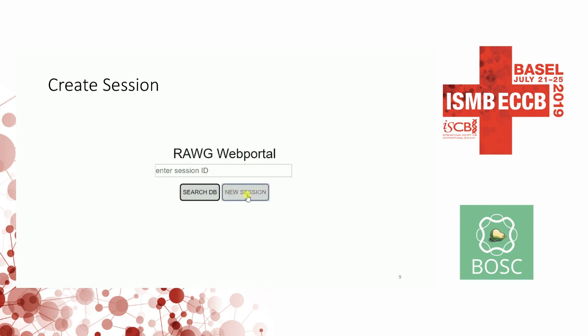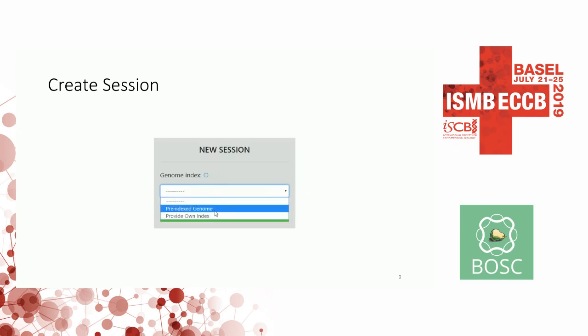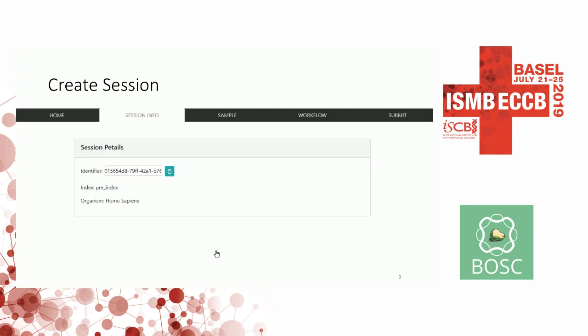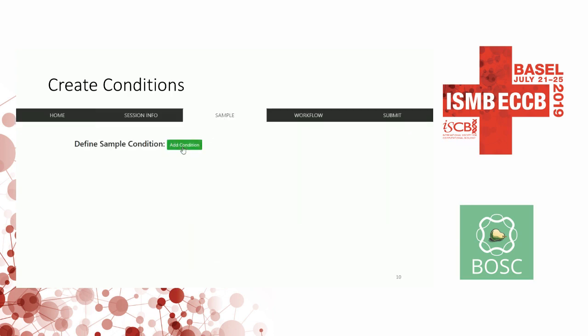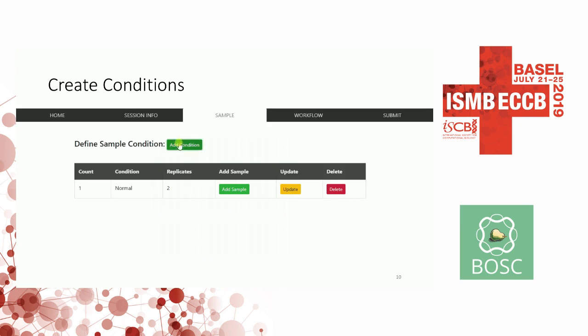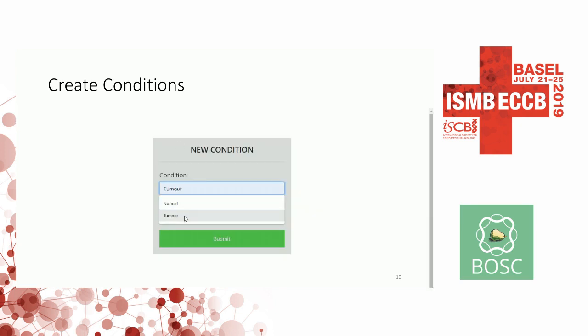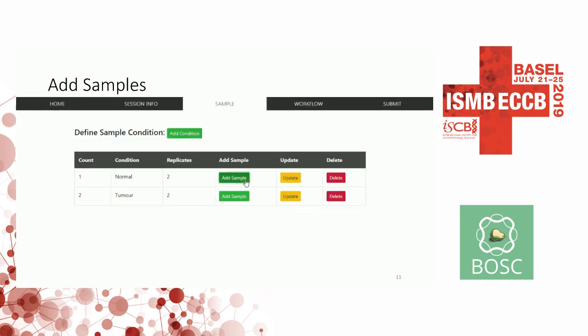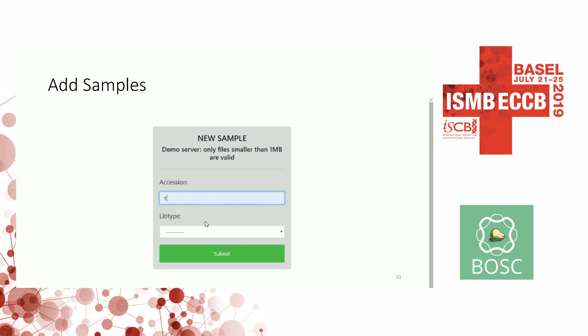So to create a session, the user can select from a list of pre-indexed genomes or upload the genome files themselves. And an arbitrary number of conditions can be defined here. So if more than two conditions are supplied, RAWG will automatically run pairwise comparison for all the possible pairs. Samples can be added like this.